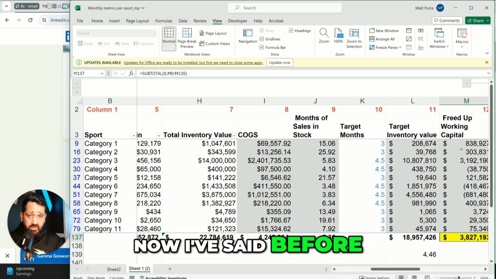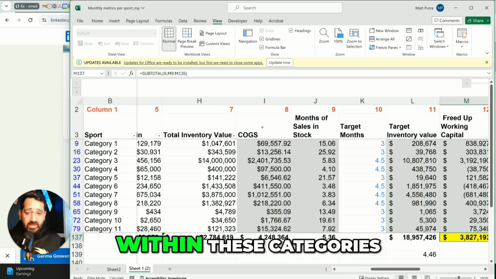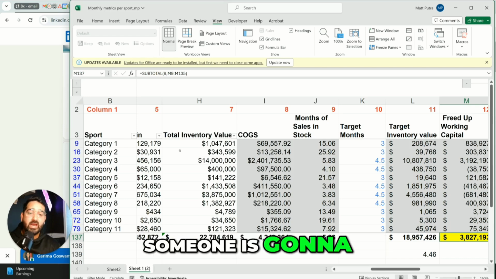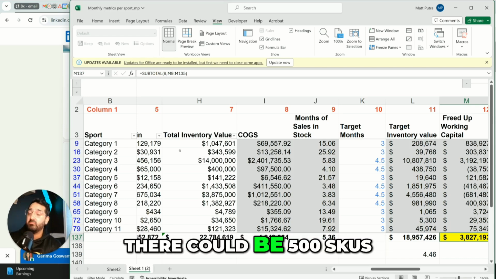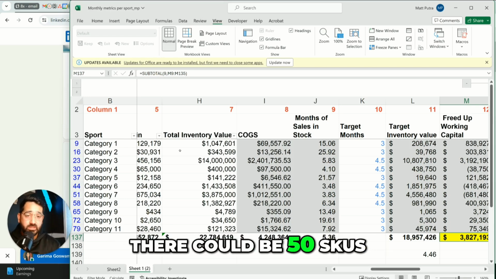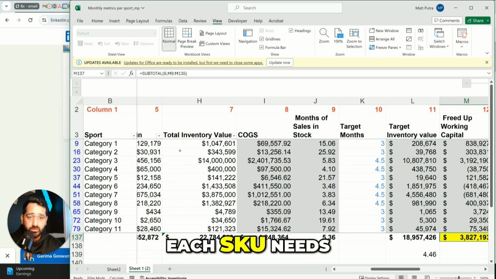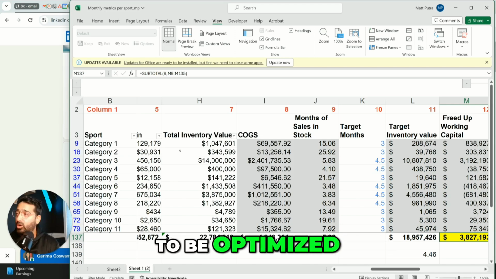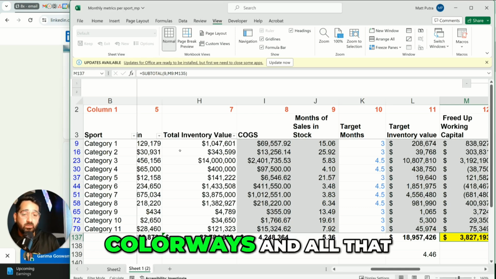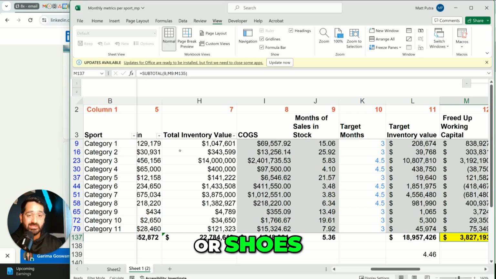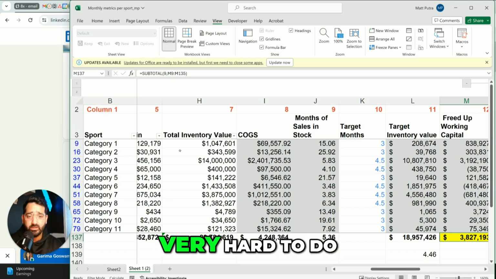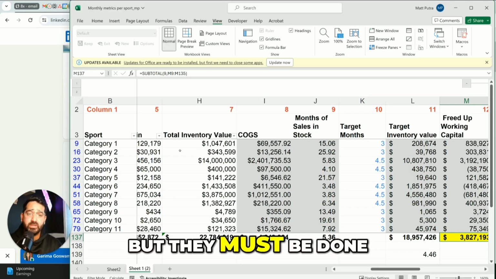Now, I've said before, this isn't fulsome. Within these categories, someone is going to have to look at the SKUs. There could be 500 SKUs. There could be 50 SKUs. There could be 5,000 SKUs. Now, each SKU needs to be optimized. Hope to God this isn't clothing, because then you have to optimize for sizes, colorways, and all that. Or shoes, sizes, colorways. Those things are very hard to do, but they must be done.